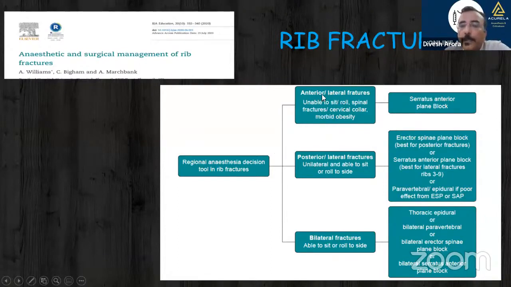If the fractures are situated anteriorly or in the lateral chest wall, but the patient is obese, is not able to sit or roll, and will not give a good position for paravertebral, then we go for serratus anterior plane block. And if the patient has posterior or lateral fractures, unilateral, but is able to sit or roll to one side, then you have choices: you can go for erector spinae, serratus anterior, paravertebral. And if you have bilateral fractures, then the choice obviously is thoracic epidural at first instance, or a bilateral paravertebral, or a bilateral erector spinae, or a bilateral serratus anterior plane block.